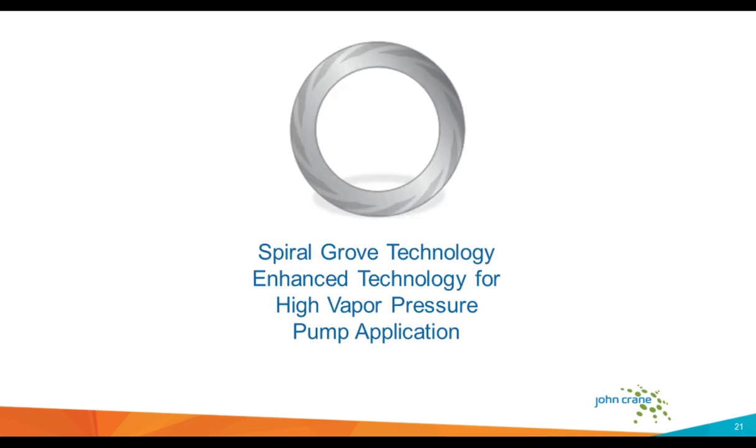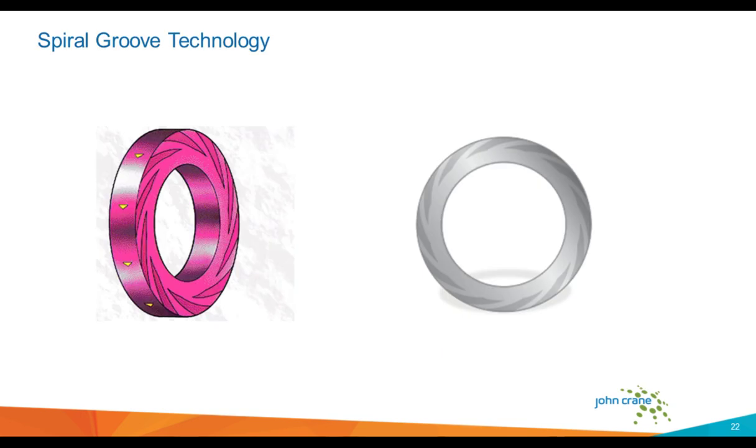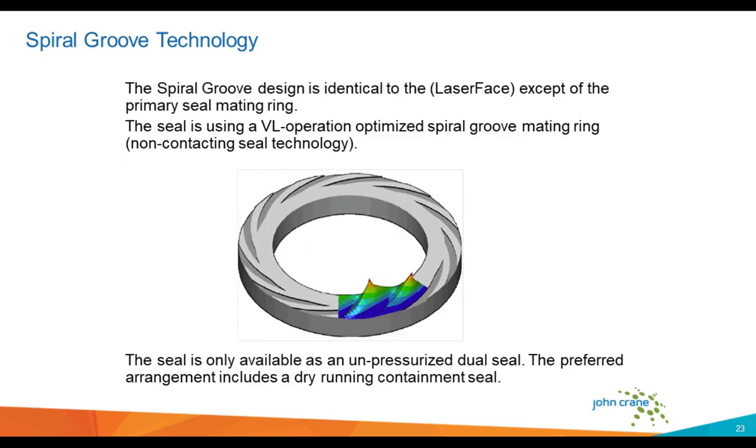The next one is the spiral groove technology, an enhanced technology for high vapor pressure pump applications. This spiral groove technology was driven from gas seal technology, where a spiral groove generates liftoff and the seals are normally running dry, non-contacting, on a gas cushion. The design of this seal is identical to the laser face, except for the primary seal mating ring. The spiral groove in this seal is similar to a compressor gas seal.